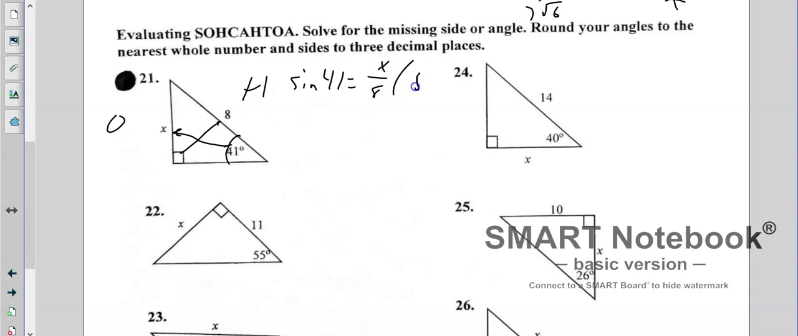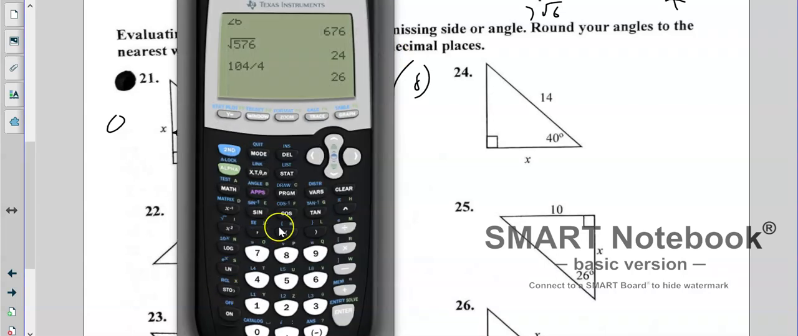Now this is the easy one when you simply do 8 times sine of 41. It says round your angles to whole numbers and side to 3 decimal places. So we're going to take our calculator and do 8 times sine of 41. So 3 decimal places, 5.248.